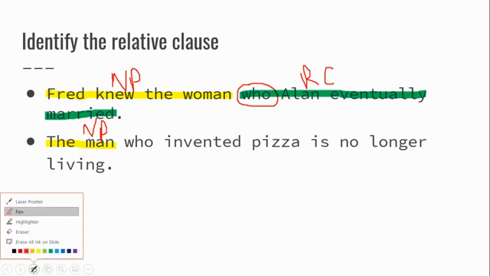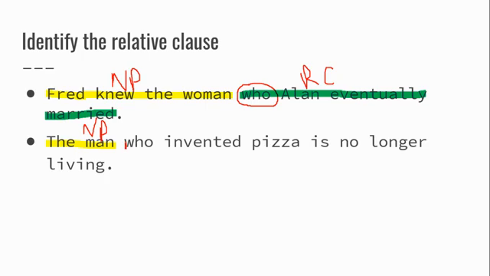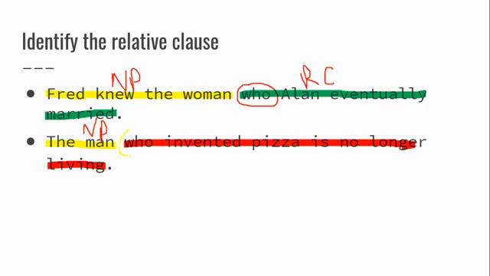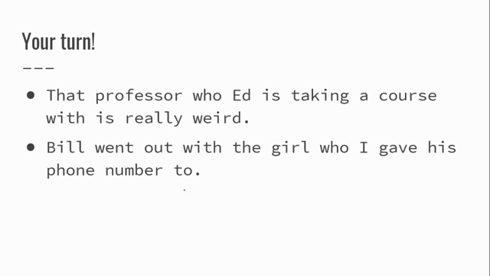And remember what I said about our relative clauses starting with words like who, that, and things like that. We can see right here, who invented pizza is no longer living, that this starts with who. So we have a good idea that this is our relative clause. Now take some time to try these next couple on your own.